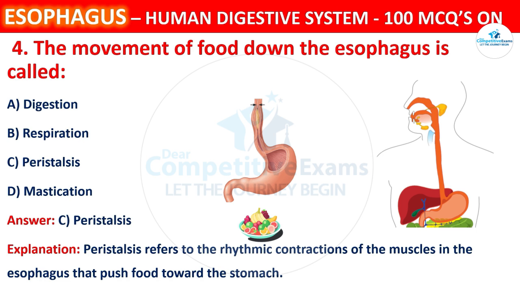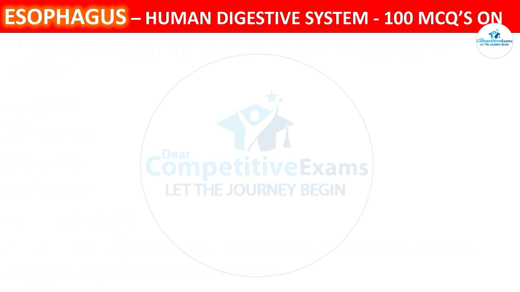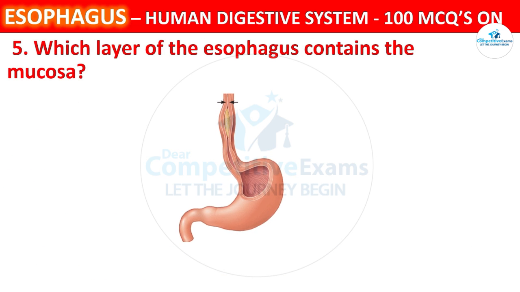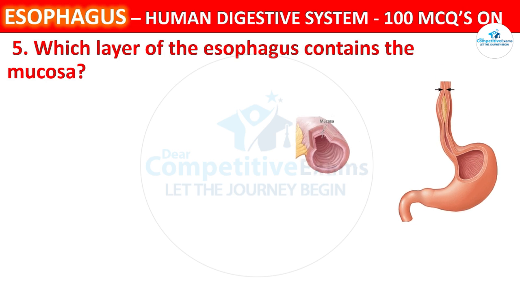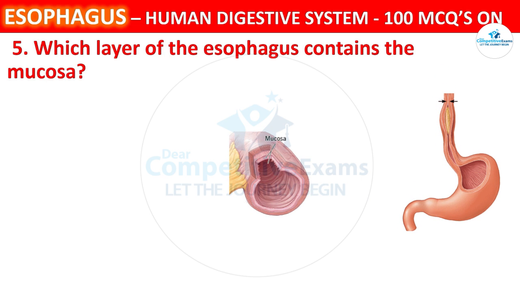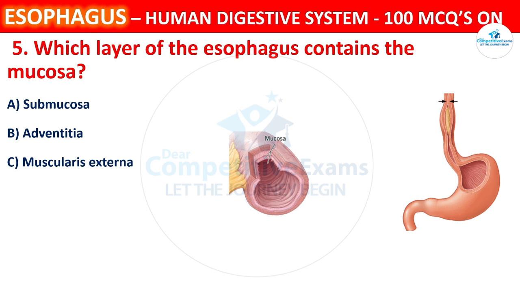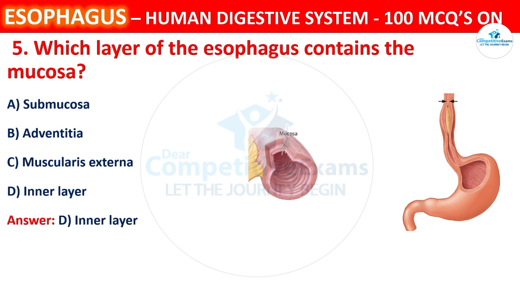Question number 5. Which layer of the esophagus contains the mucosa? Your options are submucosa, adventitia, muscularis externa, or inner layer. The correct answer is D, that is inner layer.